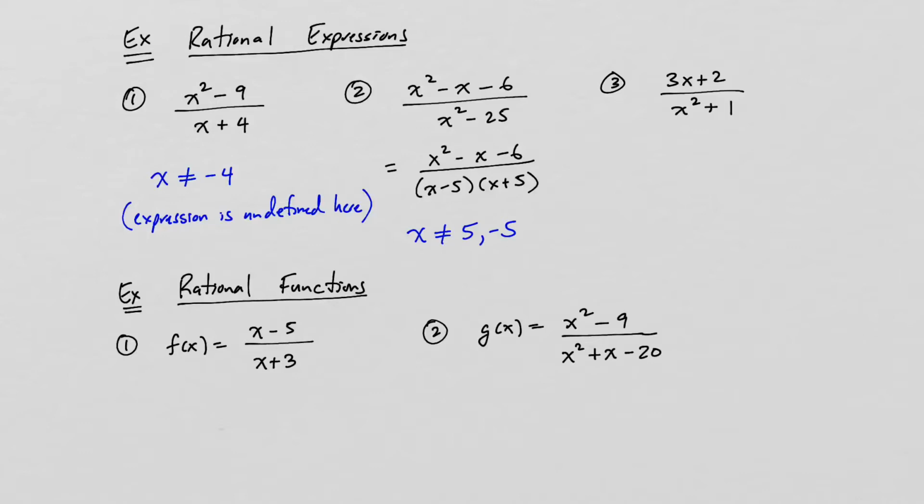And our final example of a rational expression here, 3x plus 2 over x squared plus 1, has no restrictions. And this is because there is no real number x that you can plug in here to make the denominator equal to 0. You can try if you want, but any number you plug in, when you square it, it becomes positive, and when you add 1 to a positive number, you will never get 0. So this expression actually has no restrictions.